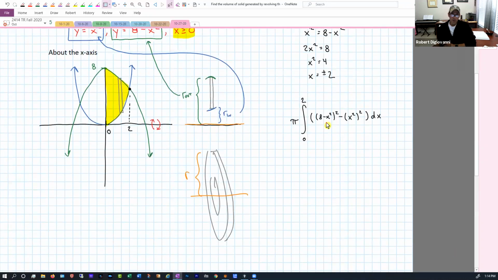Okay, so that's it. At this point, you could do this integral, right? You just square that, so you'd FOIL it out, and you collect all your like terms, and then you just integrate using the power rule. This should be a pretty straightforward integration, okay? Any questions?